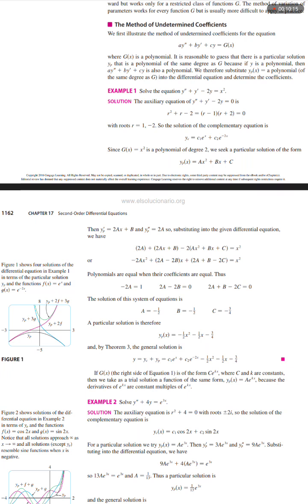Figure 1 shows 4 solutions of the differential equation in example 1, in terms of the particular solution y sub p and the functions f of x equals e to the power x and g of x equals e to the power negative 2x. See figure 1. There are graphs of y sub p, y sub p plus 2f, y sub p plus 3g, and y sub p plus 2f plus 3g.